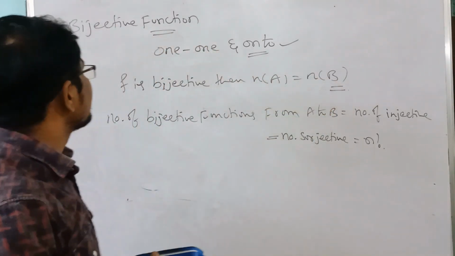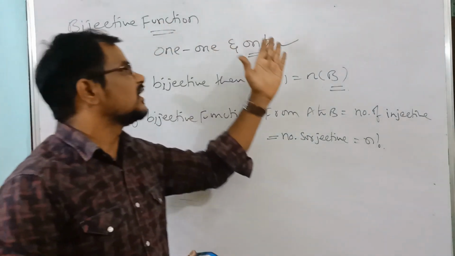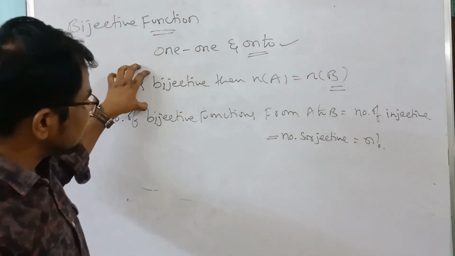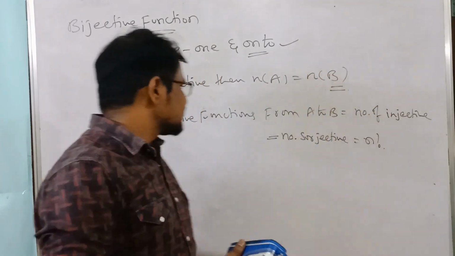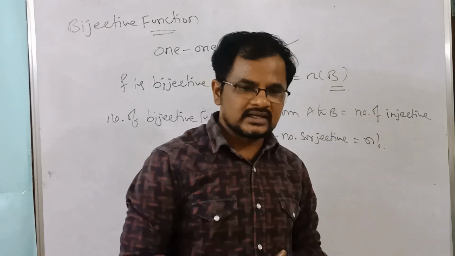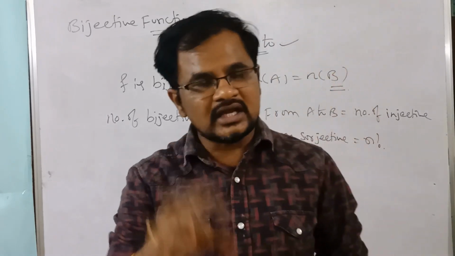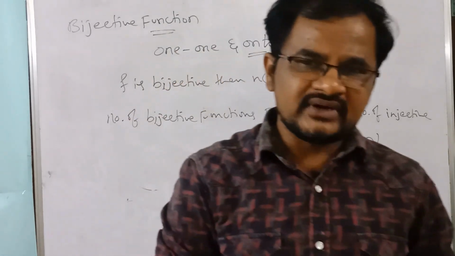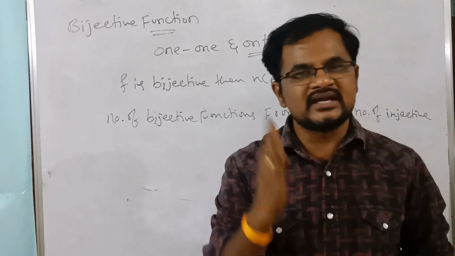Once again, a function which is 1-1 and onto is called a bijective function. If a function is bijective, then n(A) definitely equals n(B). That's why the number of bijective functions from A to B is N factorial. So this is about the mappings of different types of functions: 1-1 function, onto function, many-to-one function, into function, and bijective function.